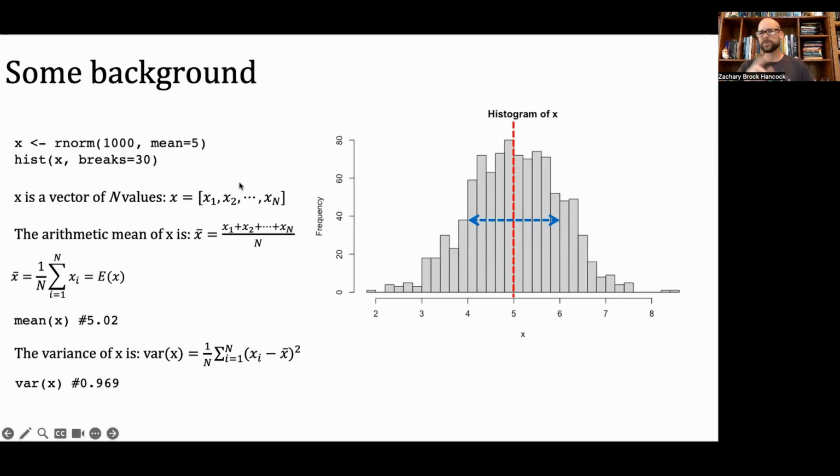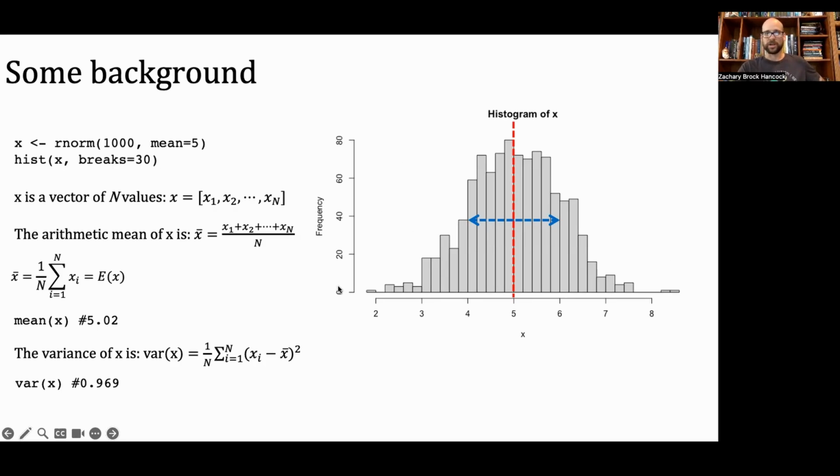So I'm using the syntax from the R programming language, if you're familiar with that. If you're not, it's fine. I'm going to walk you through it anyway. So first thing, I created an object that we'll call X, which is 1,000 draws from a random normal distribution with a mean of 5. And then when you plot that as a histogram, that gives you this plot here.